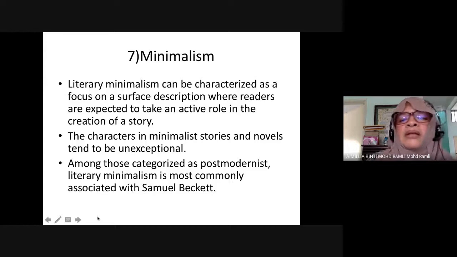Among those categorized as postmodernist, literary minimalism is most commonly associated with Samuel Beckett.